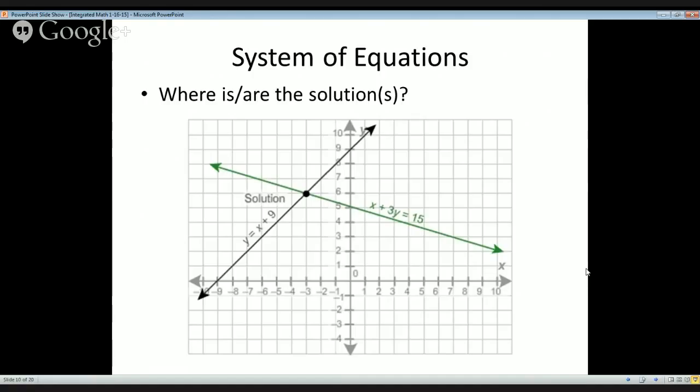So the solution there, reading the x value first, is -3, and then the y value is 6. So it would be -3, 6. So again, we're looking for the place where the two lines intersect, in this case, or any of those equations intersect, to find the solutions.